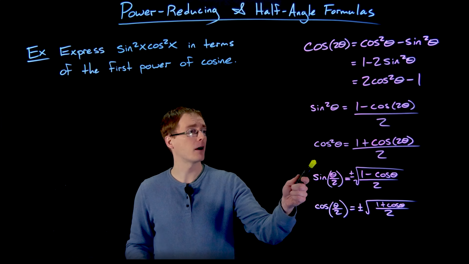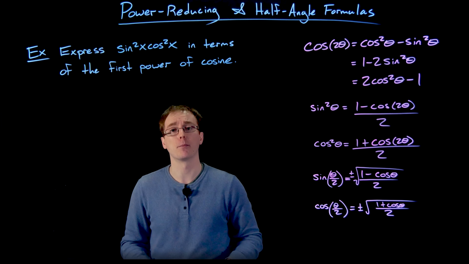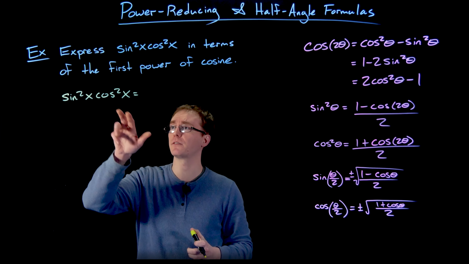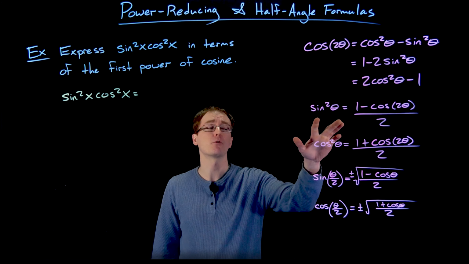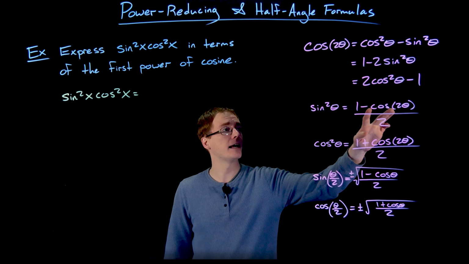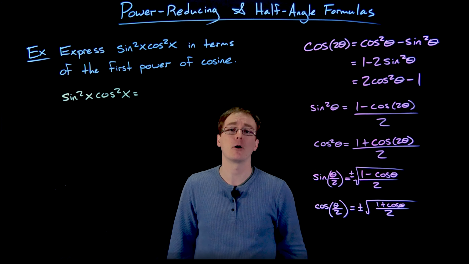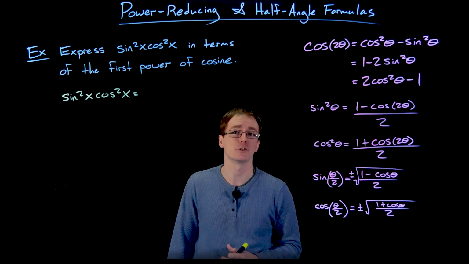And to reduce our powers, we're going to use our power reducing formulas that we see here on our board. Our starting point is the expression we are given, sine squared of x times cosine squared of x. We can use our power reducing formulas for each of these and initially write them as a product of some expressions using that first power of cosine. So let's go ahead and do that, but unfortunately we won't be done after that first step.